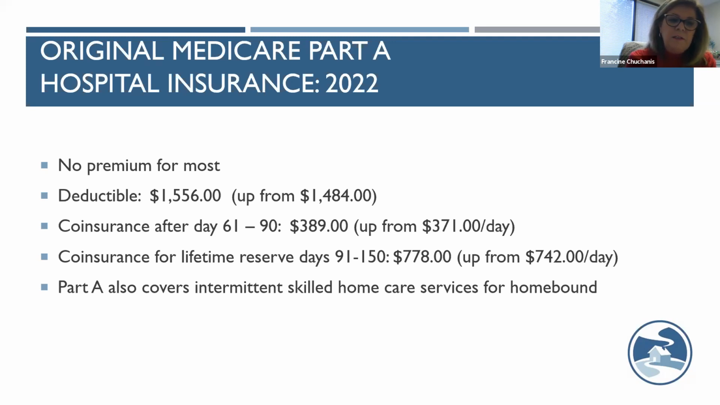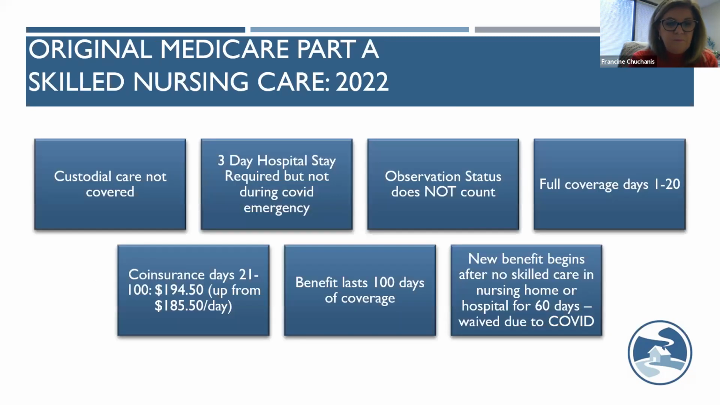I want to also mention that in addition to hospital insurance, Part A also covers what we call intermittent skilled home care. And a person has to be homebound to receive these home care services, and they're time limited. That's what we mean by intermittent. In addition to covering the hospital stays, Part A also covers stays in a skilled nursing home. Now, this is not custodial care. Skilled care means receiving physical therapy, occupational therapy, or speech therapy, or if someone is so medically complex that they need monitoring by an RN on a daily basis.